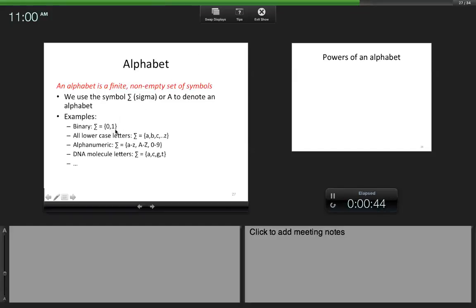If I take this example over here, sigma is 0, 1, and I write sigma squared, that means you have to come up with all the strings consisting of those characters in the alphabet, but the length of the string has to be 2. So like 00, 01, 11, 10, things like that.